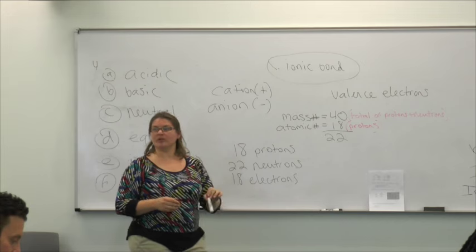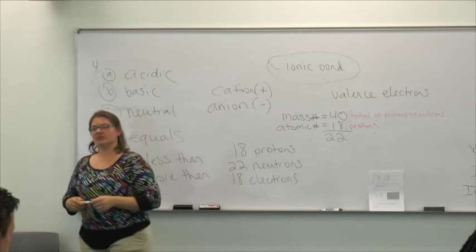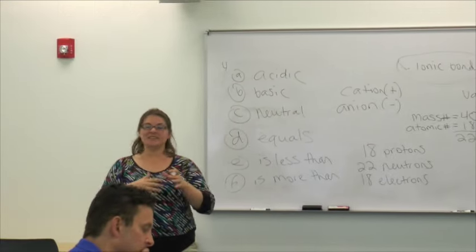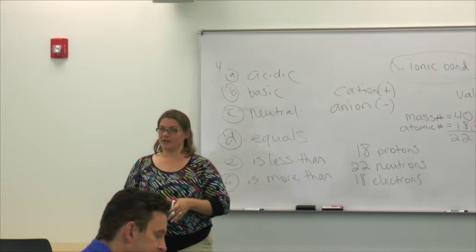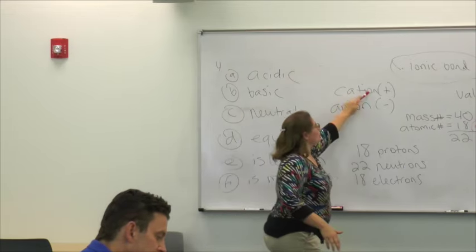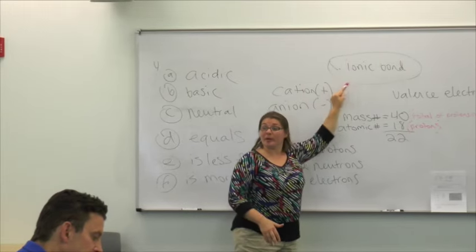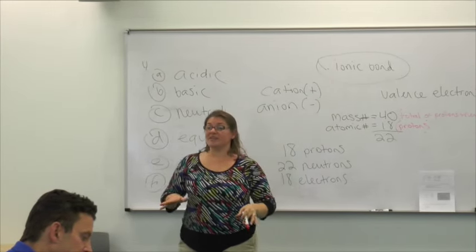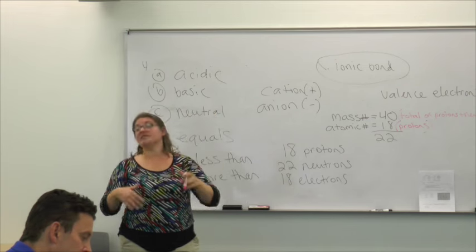The mass number. Yes? What does uncharged mean? Uncharged means it hasn't gained or lost electrons, right? The only way you get a charged atom is if you gain or lose electrons when you're forming an ionic bond. Okay? So because it's uncharged, that means it has the same exact number of electrons as it does protons.